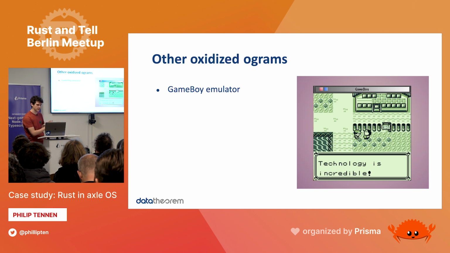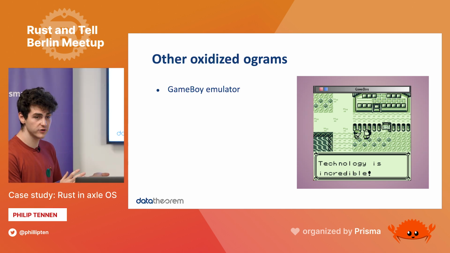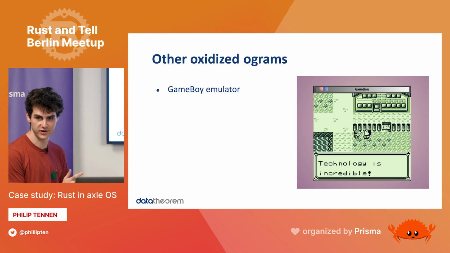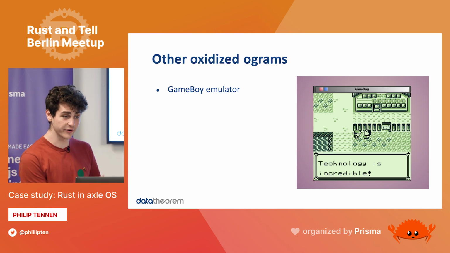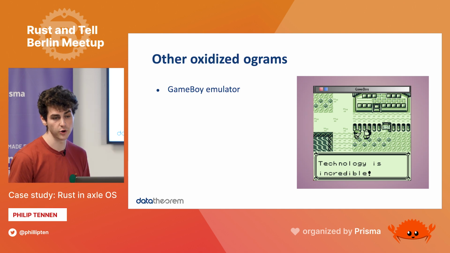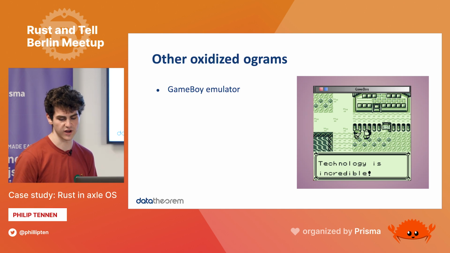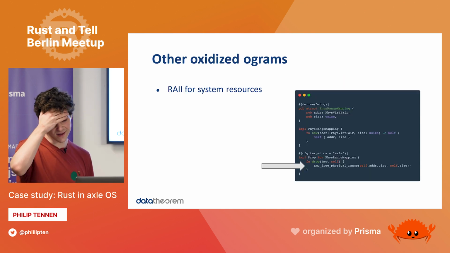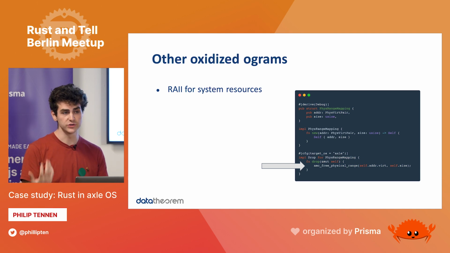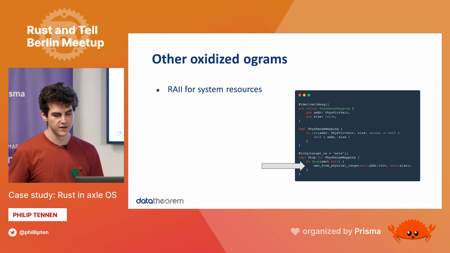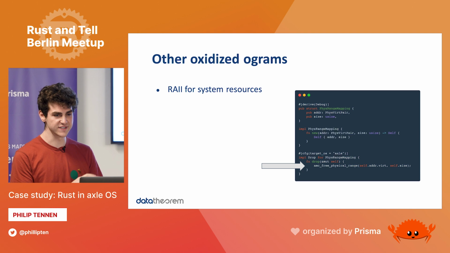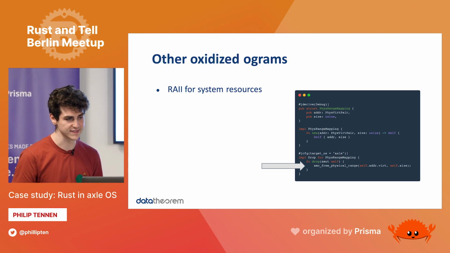I also wrote some other stuff in Rust that I thought I would mention. So I wrote a Game Boy emulator in Rust. This is the emulator running in Axel, running Pokemon Red. That was really fun. Rust is really nice for this sort of software. It's also really nice for just kind of holding references to various things. And when they go out of scope, you can give them back to the OS. That's really cool.